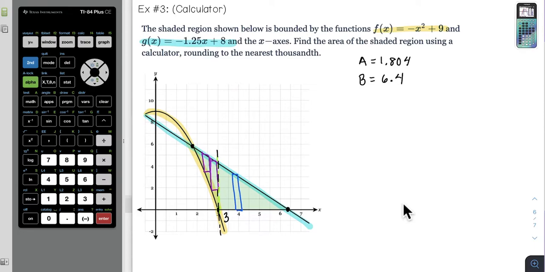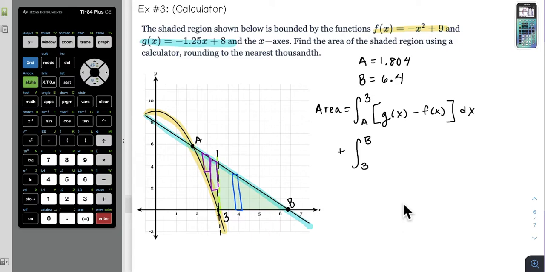So my total area is going to be, I'm going to let this be A, this is B. For my first one, it's going to be from A to 3, and the top function is the blue function, so I'm just going to label that as g of x minus f of x dx. And I'm going to add that to the integral from 3 to B, and that's just going to be g of x dx, because it's just the blue function over the x-axis, and since the x-axis is the line y equals 0, you don't have to put it in.